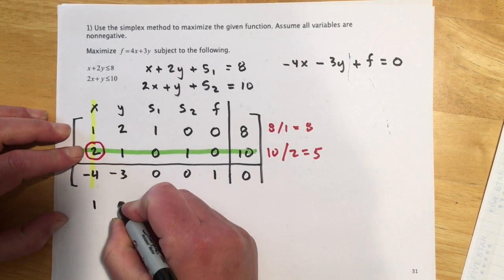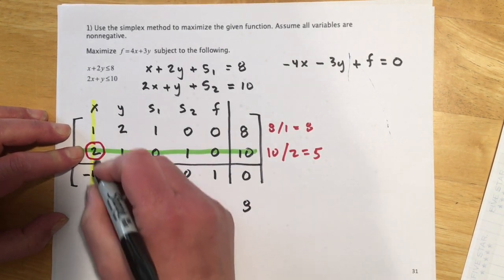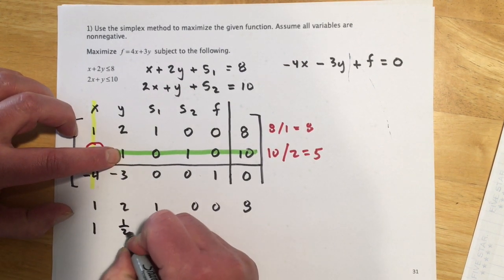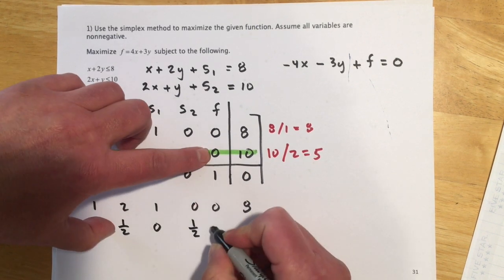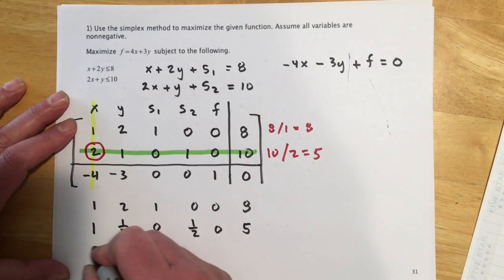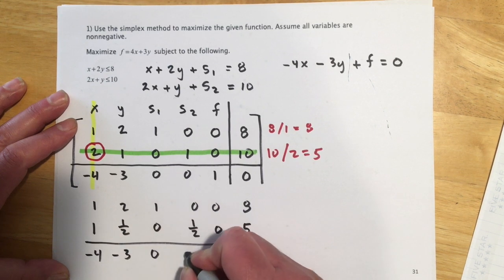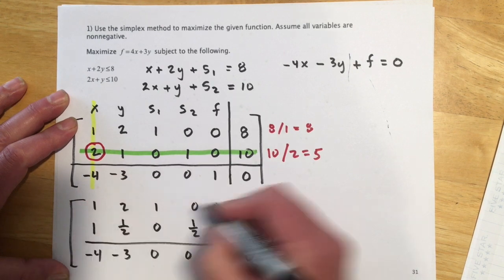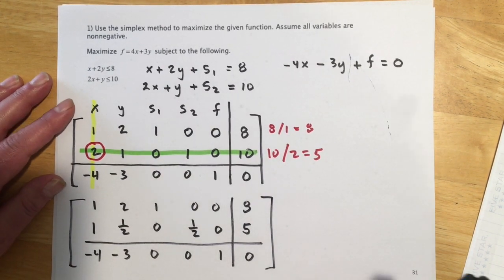Tableau. So this is going to stay 1, 2, 1, 0, 0, 8. And then here we're going to have divide by 2, it makes 1. Divide by 2, and I get 1/2. Divide by 2, still 0. 1/2, still 0. And then 10 divided by 2 would make a 5. And then down here we still have this. So that's the matrix that I'll do row operations on now.